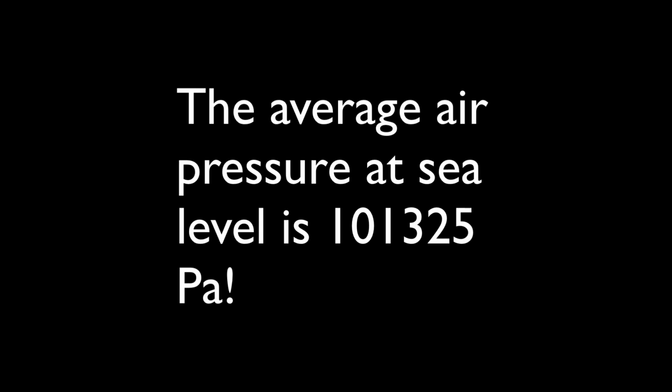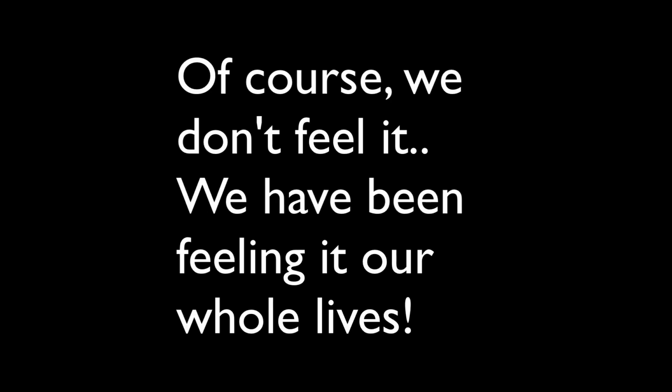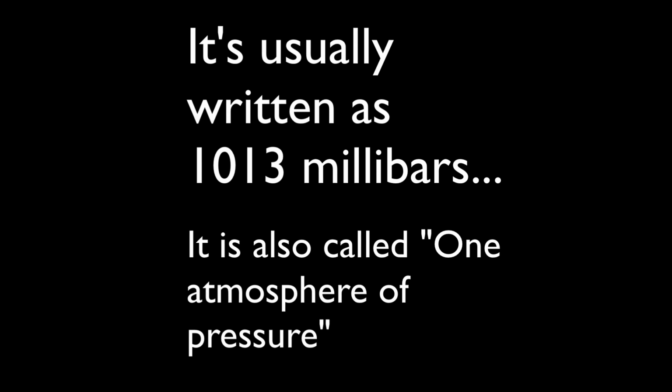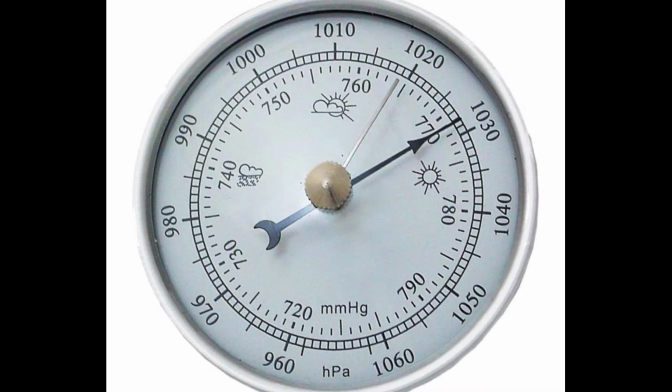The average air pressure at sea level is 101,325 pascals. Of course, we don't feel it, because we've been feeling it our whole lives. It's usually written as 1,013 millibars, and it is also called 1 atmosphere of pressure. And this is called a barometer. We use barometers to measure air pressure.